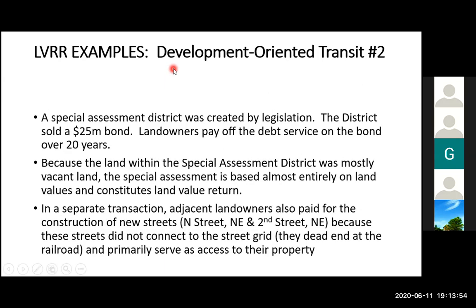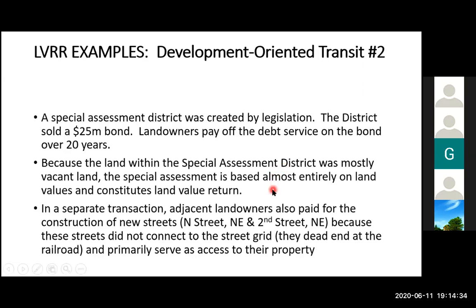So what happened was the District of Columbia created a special assessment district, and the district sold a bond for $25 million. And the landowners, people who owned land in the special assessment district, paid an additional property tax every year for 25 years to pay off the debt service on that bond. Now, because the land within the special assessment district was mostly vacant land, the special assessment was based almost entirely on land value and therefore constitutes land value return.